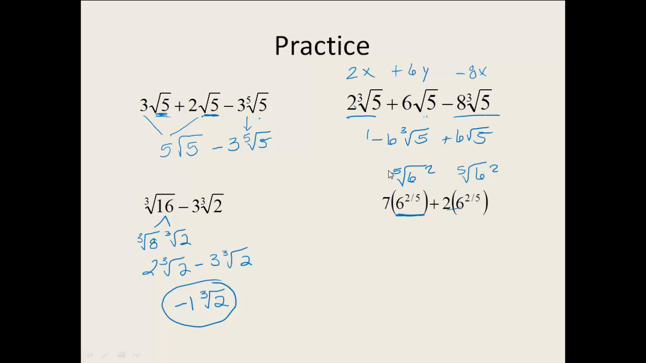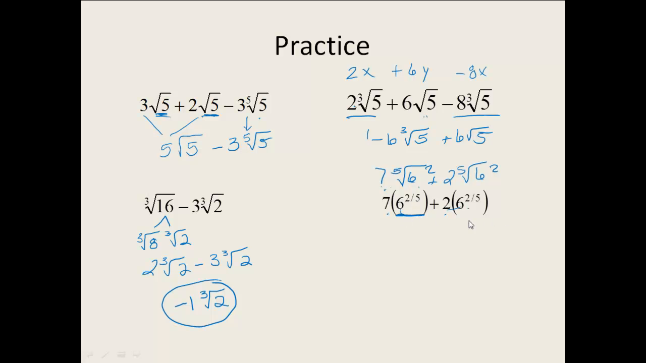What you have to understand is that you cannot take this 7 times 6, because the 6 really isn't just a 6. It's a 5th root of 6. We can't multiply those two together. Same thing with the 2 and the 6. I cannot multiply those together because it's really not just a 6. It's a 5th root of 6. So if it's going to help you out to rewrite it using radical notation, then go ahead and do that.